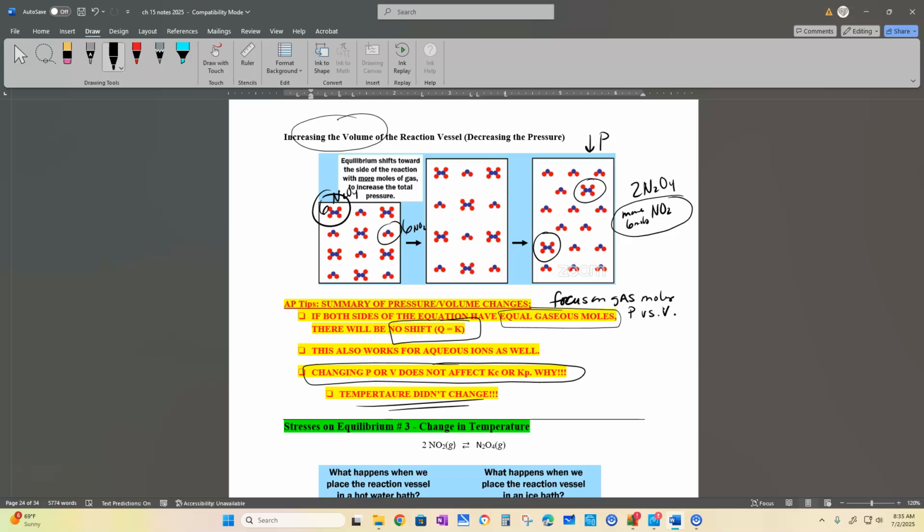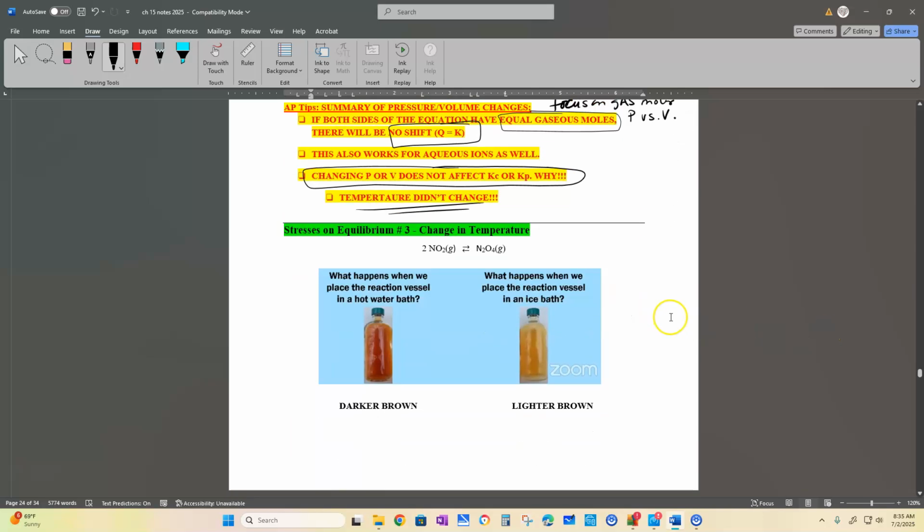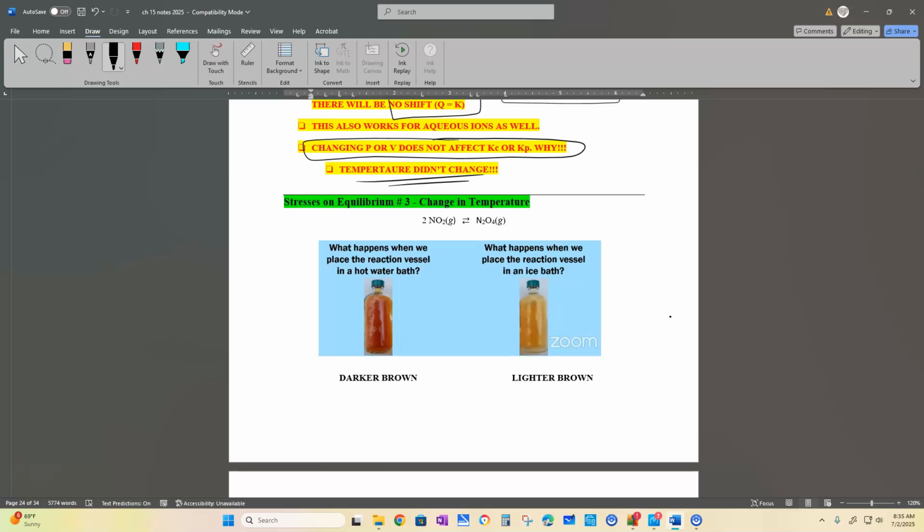So notice in scenario 1, we didn't touch temperature. Scenario 2, we didn't touch temperature, but now let's mess with the temperature. Okay, change in temperature, now K changes. So in 2NO2, what happens if I actually change the temperature and make this guy hotter? If I add some heat to NO2, well, he actually gets darker. He gets a darker brown.